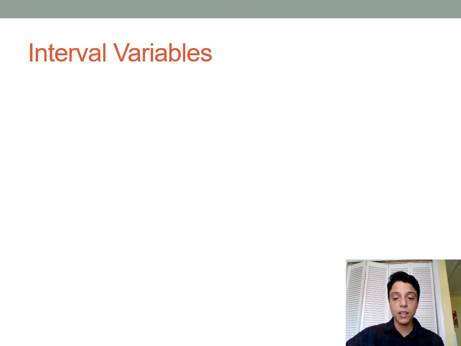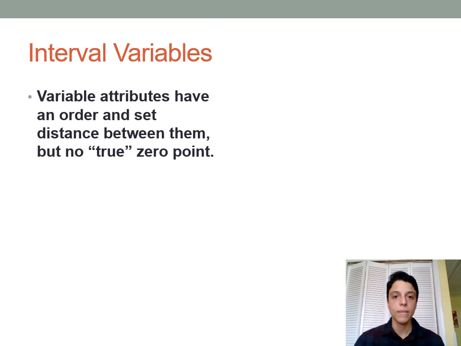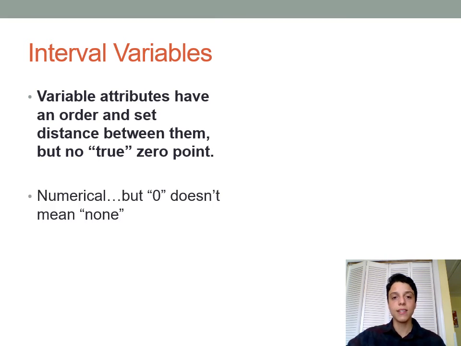Which brings us to interval level variables. Variables that are measured at the interval level of measurement have attributes that can be put in order, and they have a set distance between those attributes. But there is no true 0 point. What that last point means is that the variable is numerical, so you'll be able to do math with it, it'll have an order to it, but a value of 0 does not mean that there is none of the thing that you're measuring.